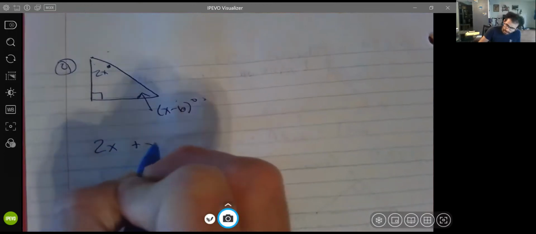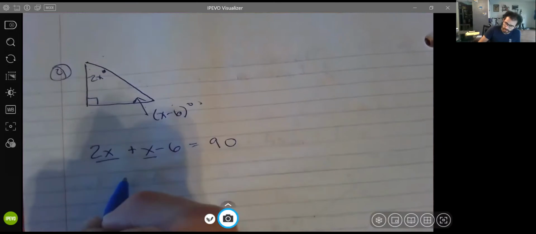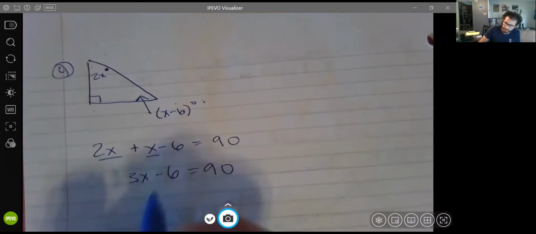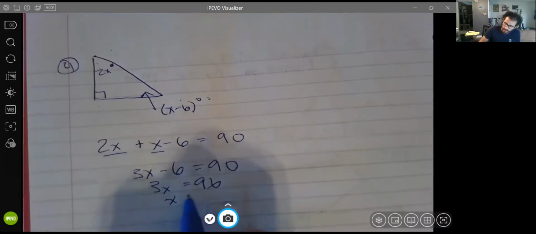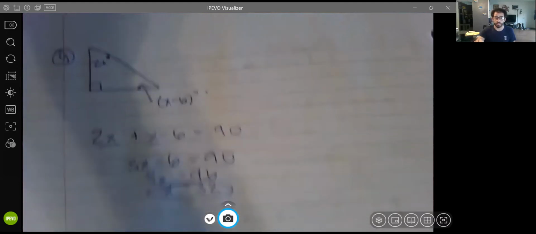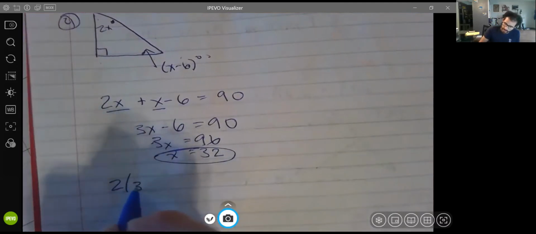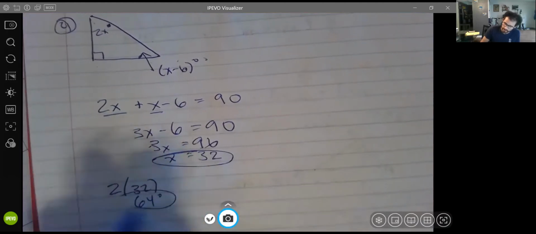2x plus x minus 6 equals 90. Combine like terms. 3x minus 6 equals 90. Add 6 to both sides. And divide by 3. 3 goes into 9 3 times, 3 goes into 6 2 times. X equals 32. Did that solve the problem? No. One angle is going to be 2 times 32, which is 64 degrees.